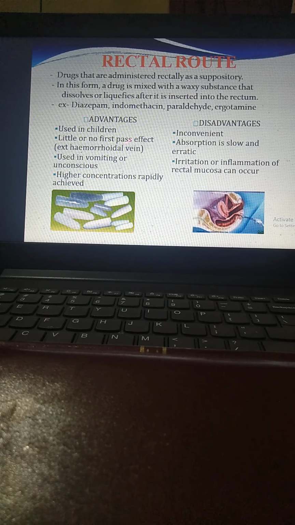Advantages: it is used in children, because in children we can have problems, they cannot be cooperative. Little or no first pass effect, because of the hemorrhoidal vein. Used in vomiting or unconscious state, higher concentration rapidly achieved. But disadvantages: inconvenience, absorption is slow and erratic. Irritation or inflammation of the rectal mucosa can occur. So there are some disadvantages to the rectal route also.